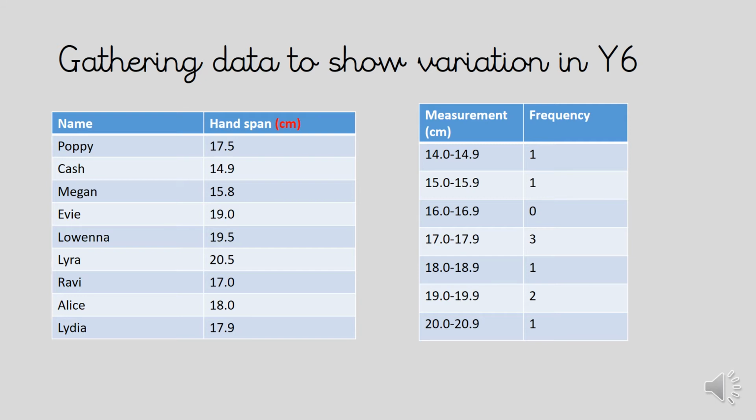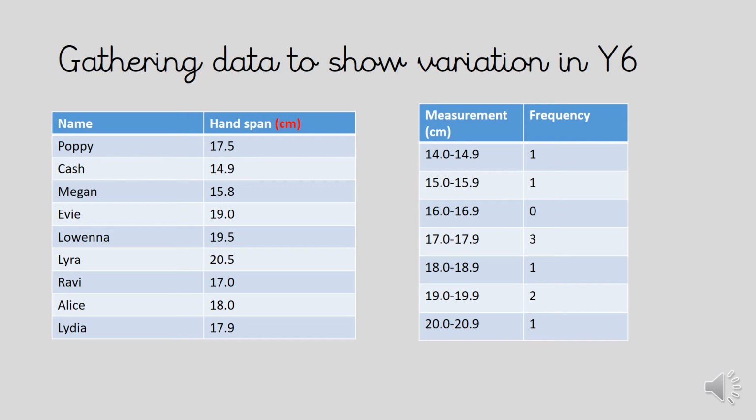So if you look at the top row of the frequency table, you can see it's got the measurement of 14.0 to 14.9. Now, how many times did that measurement come up? Have a look at my table with the children's names and their measurements in. Okay, that came up once for Cash. Cash had a measurement of 14.9, so I wrote a 1 in that column.